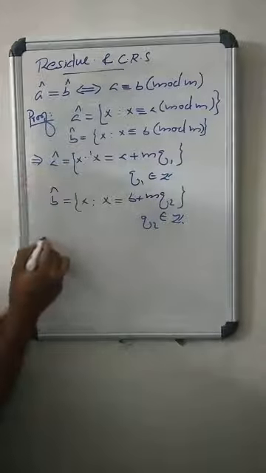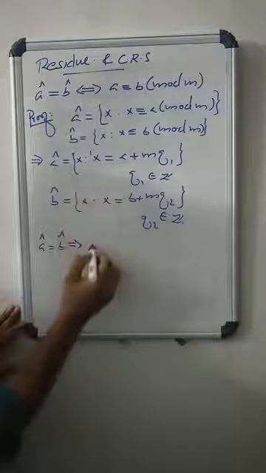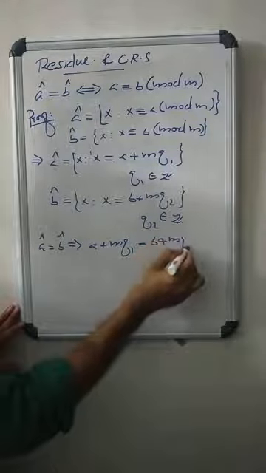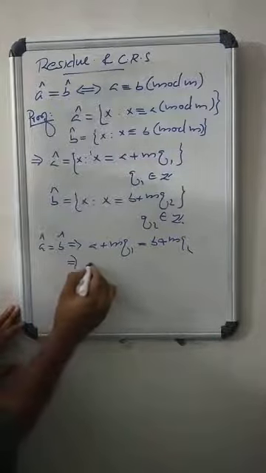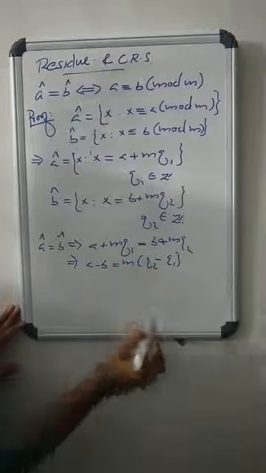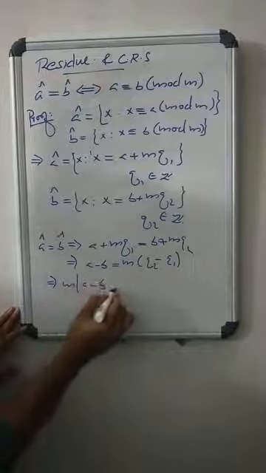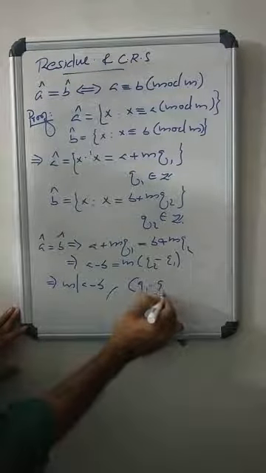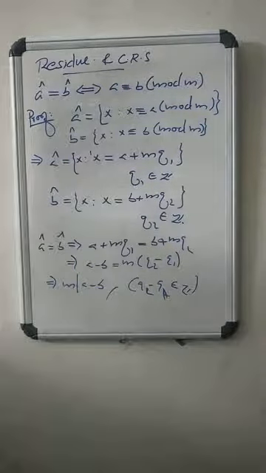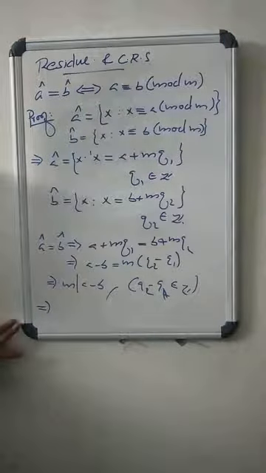Now, a cap equals b cap. That implies a plus m q1 equals b plus m q2. So what is a minus b? A minus b equals m into q2 minus q1. q2 and q1 are integers, so immediately that means m divides a minus b, since q1 minus q2 or q2 minus q1 is an integer. Agreed? So m divides a minus b. M divides a minus b means a is congruent to b mod m.